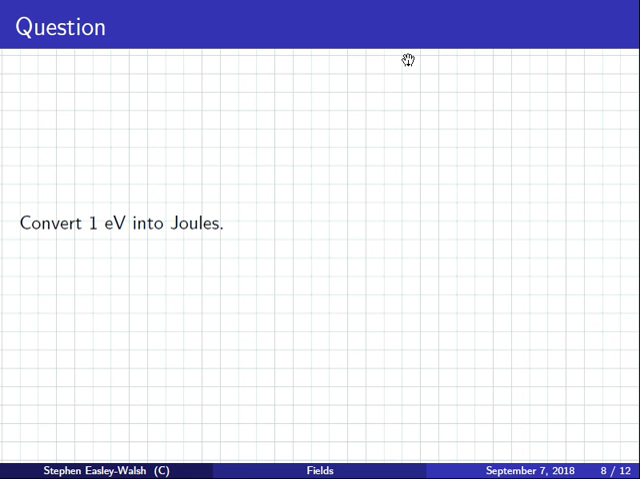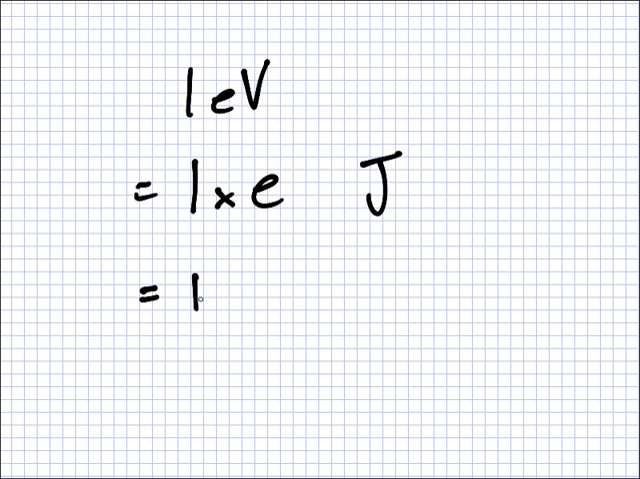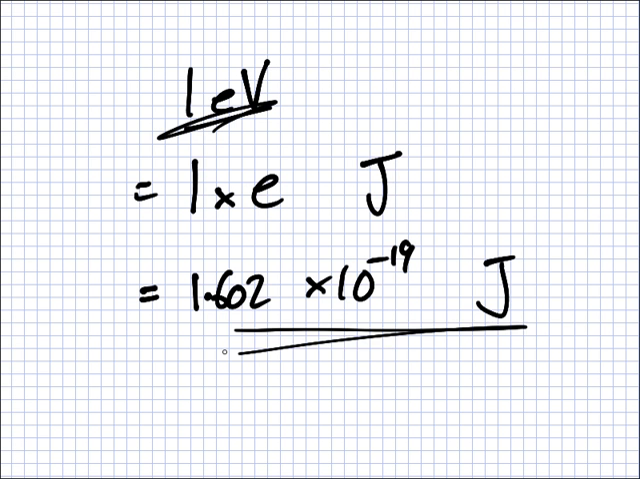Right, to get started, a small question for you. Convert 1 electron volt into joules. So we'll do this one together. So 1 electron volt into joules would be 1 times E joules. And how big is an E? 1.602 times 10 to the minus 19 joules. So can you see that 1 electron volt is quite small?